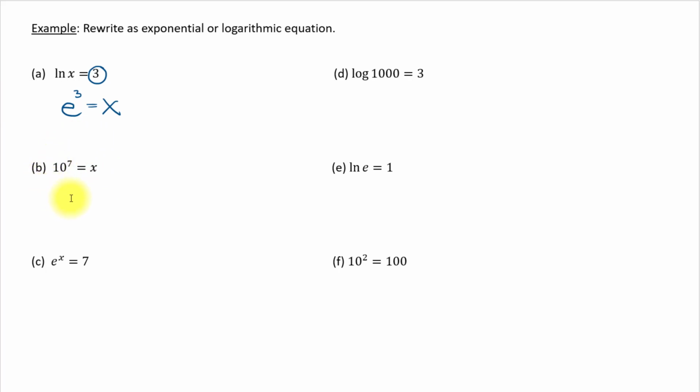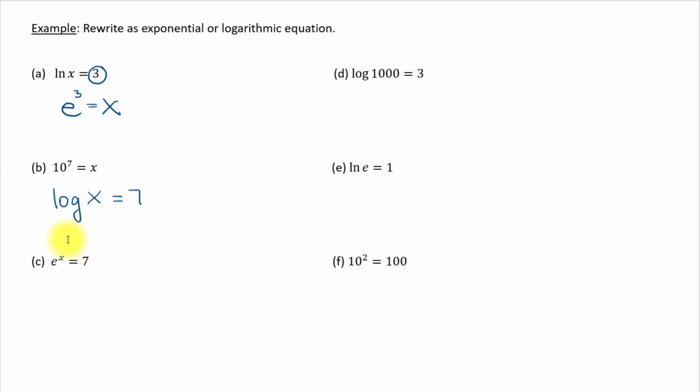Part b is written in exponential form, so we're going to write it as the logarithmic equation. Here I can see that the base is 10, so logarithm will have base 10. And remember, when logarithm has base 10, we don't have to write down the base, so it's going to be just log. Logarithm always equals the power, so that's 7, and inside the logarithm we have the result of raising 10 to the power 7. So logarithm of x equals 7. That's an equivalent logarithmic form.